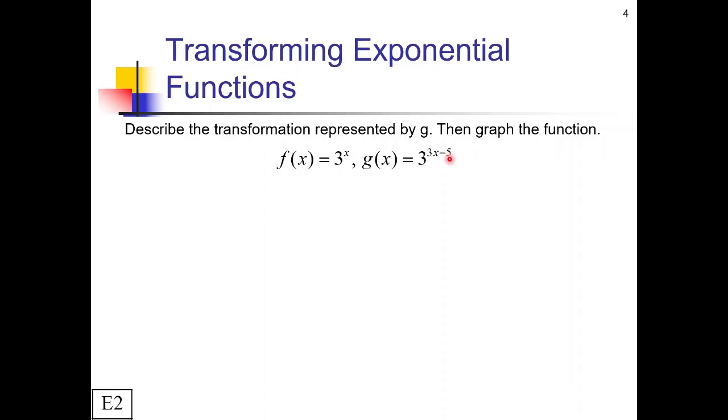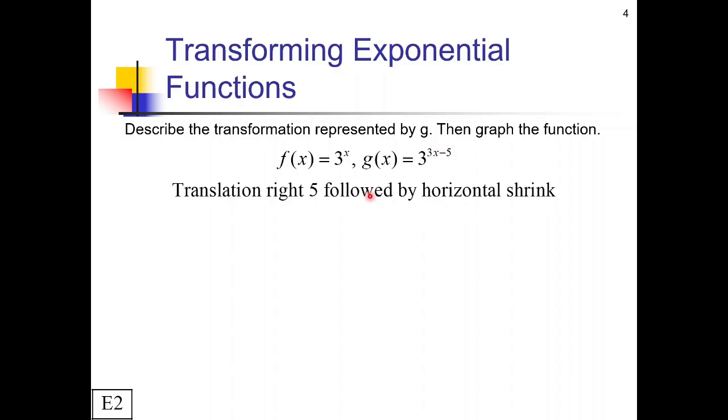But here's the tricky part. Which one of these happens first? Normally, because of PEMDAS, we would think that the shrink is happening first. But in fact, because this is inside the function, it's even opposite PEMDAS order. So the first thing that happens is actually the translation, and then that's going to be followed by the shrink. So let's write that down. Translation 5 units right, followed by a horizontal shrink. And that's going to affect how we write out our rule.